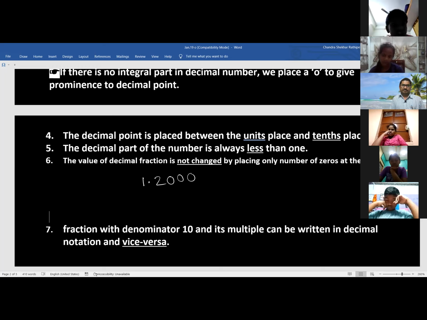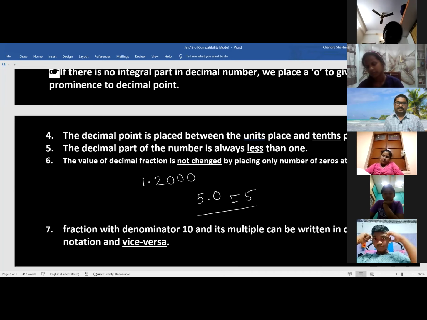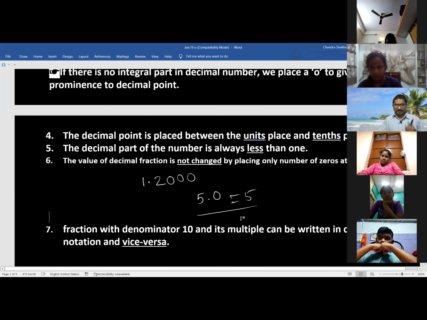If we keep 5.0, 5.0, no change. It means 5 only. Okay, sir. Clear? Yes, sir.